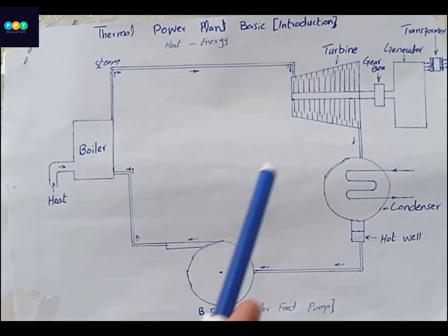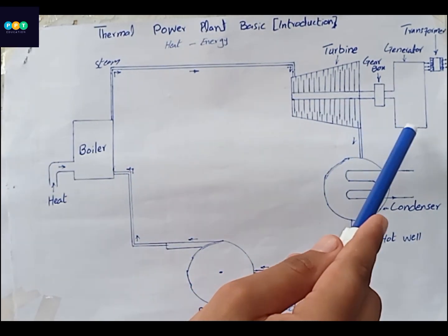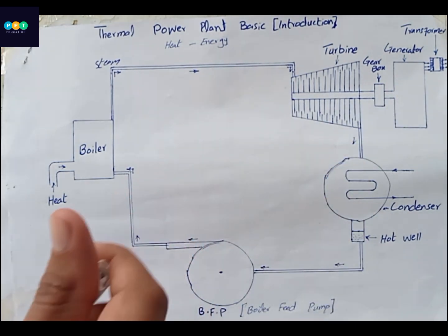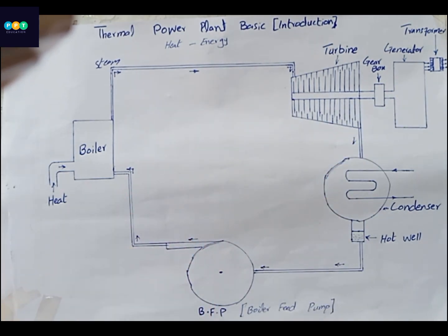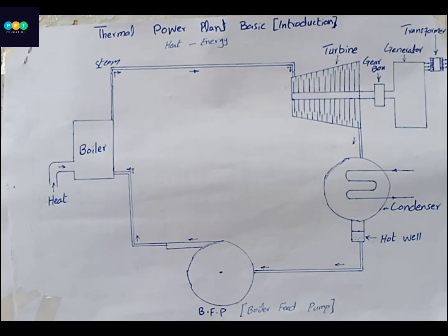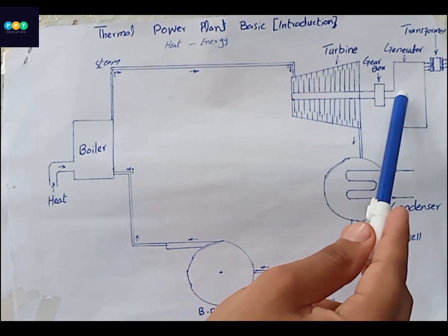4. Gearbox. A gearbox and a generator are attached to the turbine. The gearbox is used to control the RPM of the turbine. A gearbox is a mechanical device which is used to increase and decrease the rotation of connecting devices. The turbine and generator are connected to the same shaft.